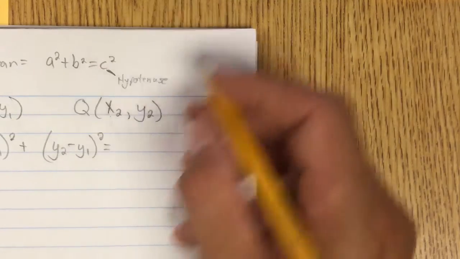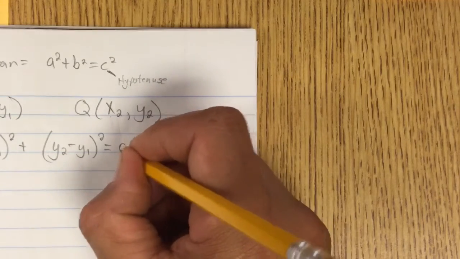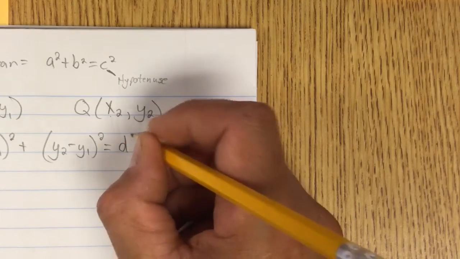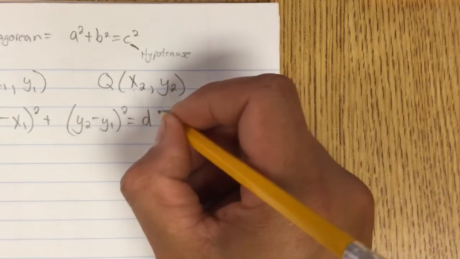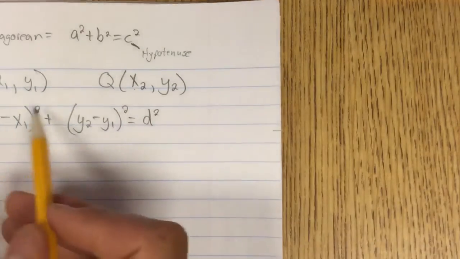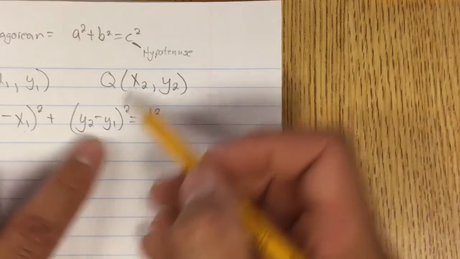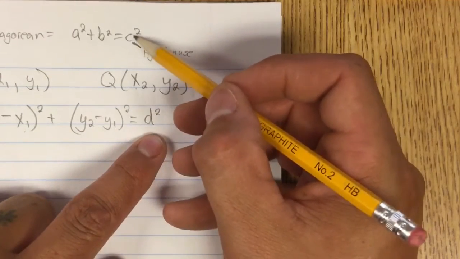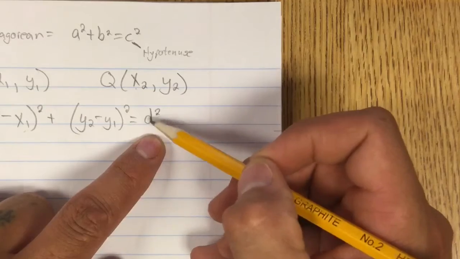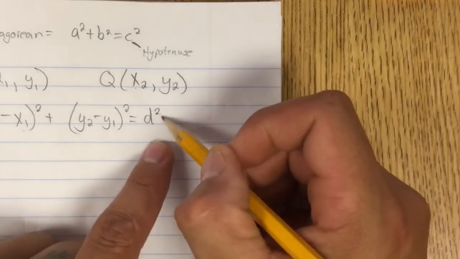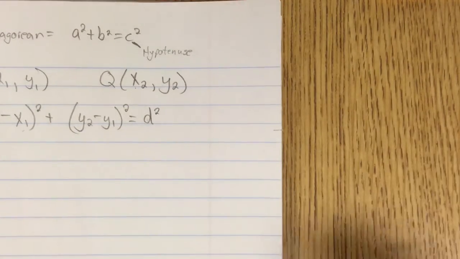So instead of c squared, I'm going to use d for distance, just so that it's easier for us to remember what it stands for. It's the distance formula that we're deriving here. So a squared, which is the length of one side, plus b squared, which is the length of the other side, equals, instead of calling it c, I'm going to call it d for distance so that we don't get confused later on, squared, which is the length of the longest side.